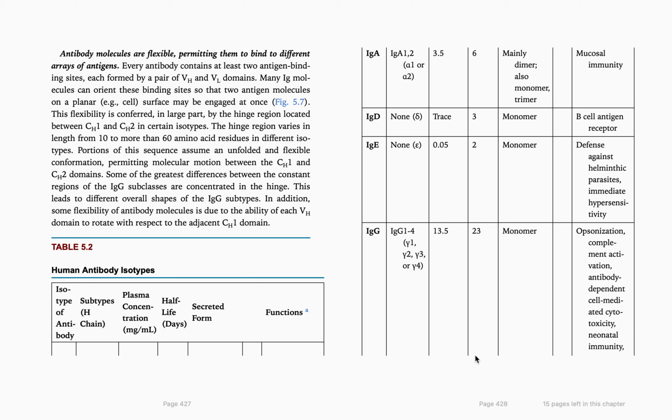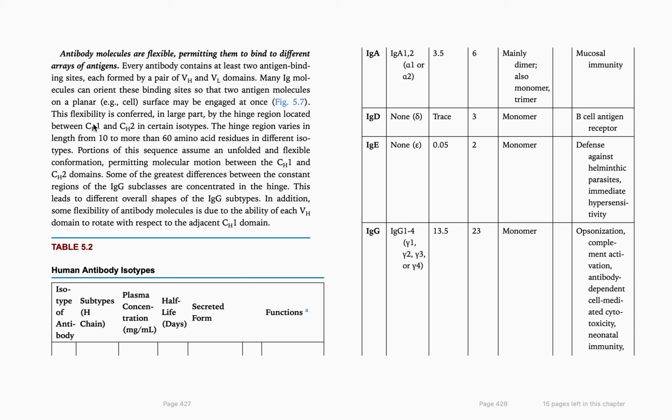Antibody molecules are flexible, permitting them to bind a different array of antigens. Every antibody contains at least 2 antigen binding sites, each formed by a pair of variable heavy chain and variable light chain domains. Many Ig molecules can orient these binding sites so that 2 antigen molecules on a planar cell's surface may be engaged at once.